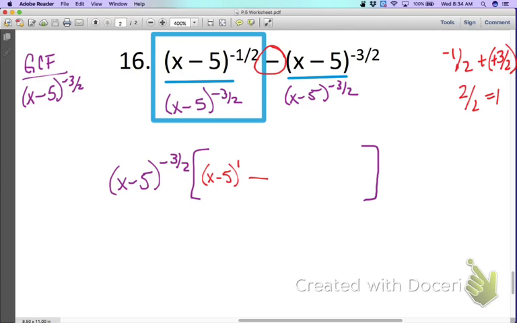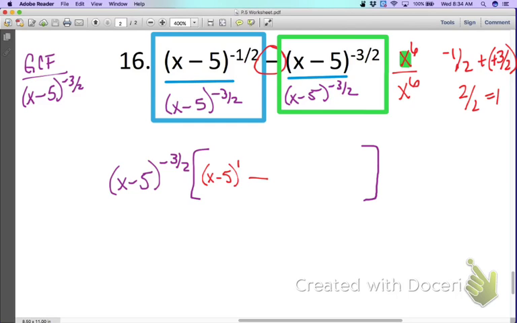What's going to happen here in the green box? Well, if they have the same power, it's (x - 5)^(-3/2) over (x - 5)^(-3/2). So if it was x to the 6th over x to the 6th, what would happen? Everything would cancel, right? And we'd be just left with 1.